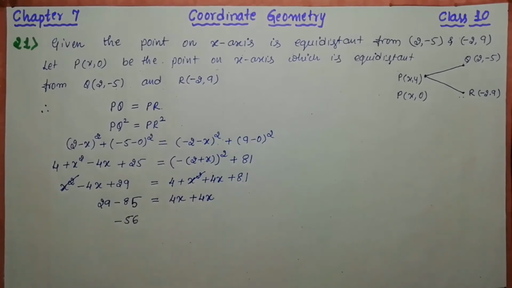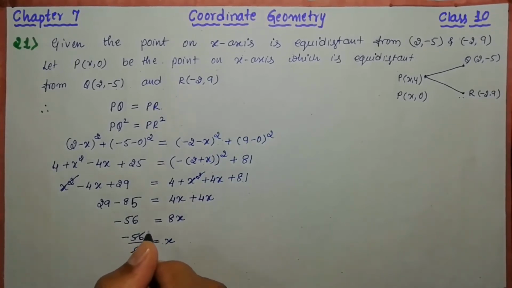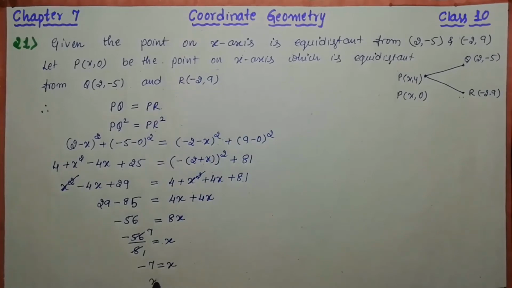Okay, so minus 56, which is equal to 4x plus 4x means it will become 8x, and then on cross multiplication it will become minus 56 divided by 8 is equal to x, and you can cancel by 8, 8 sevens are 56, and then it will become minus 7 is equal to x, or x is equal to minus 7.